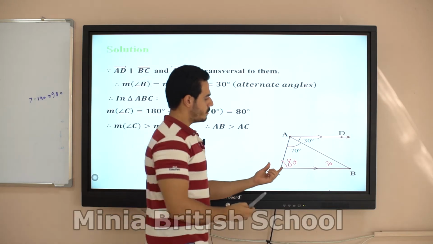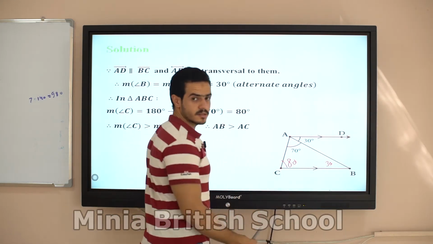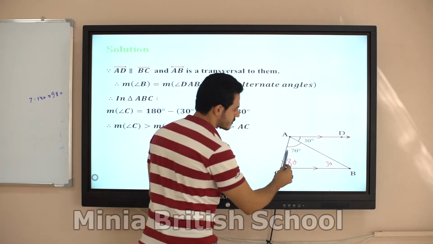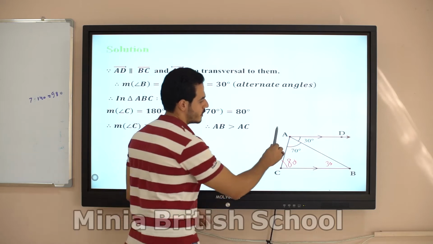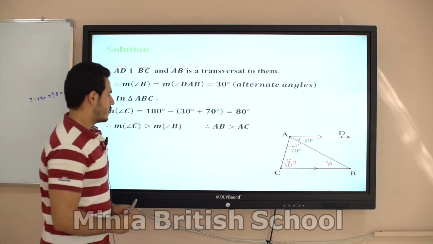Now let's compare between the two angles. C equals 80 and B equals 30. So the side opposite to 80 is greater than the side opposite to 30. So AB is greater than AC.